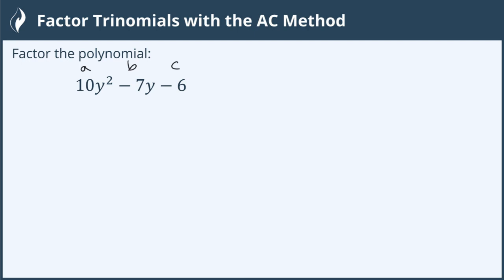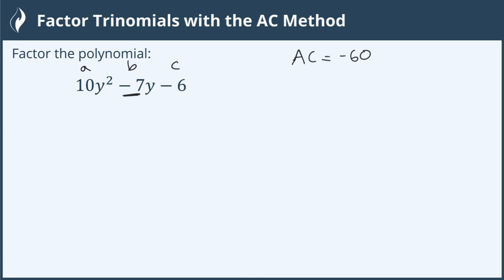So if a was equal to 1, we could say, okay, what are two numbers that multiply to be -6 that add to be -7? But because a is not 1, we can't use that. So we have to do the AC method. We first start out with the AC method by doing a times c. So 10 times -6, which is -60. And now we want to think of two numbers that multiply to be -60 that add to be -7.